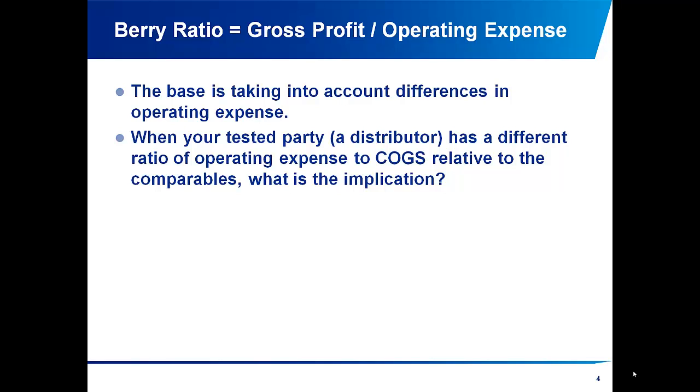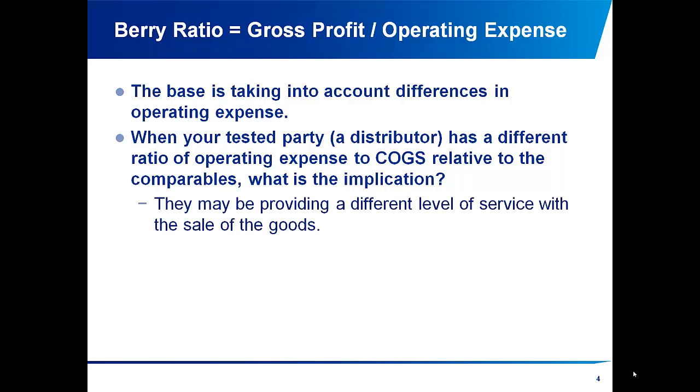When your tested party, which is a distributor, has a much different ratio of operating expense relative to cost of goods sold, well then, especially when you compare it to the comparables, what are the implications of that? Well, it could be that it's providing a different level of service with the sales of the goods. It's not only selling the goods, but maybe it's providing a lot of technical advice on how these goods should be used and how the product can be used within the client's process. It may be that they're explaining how the product works or ways to use it. Or it could be the other extreme. It could be that we have a tested party who provides almost none of these services, and that our comparables provide a level of service that's higher. We just need to get them all onto the same plane.